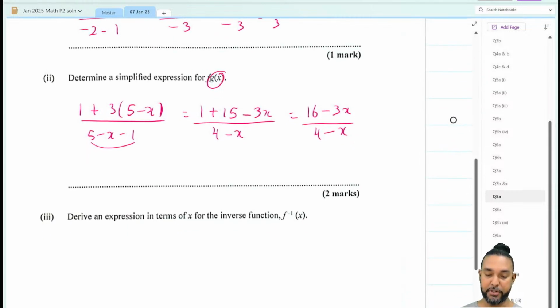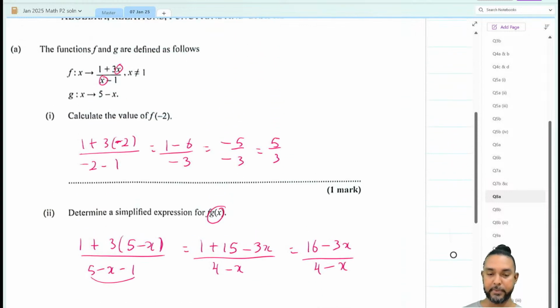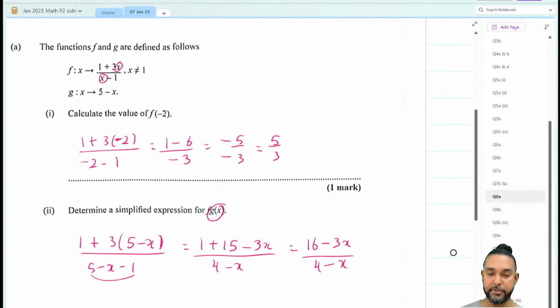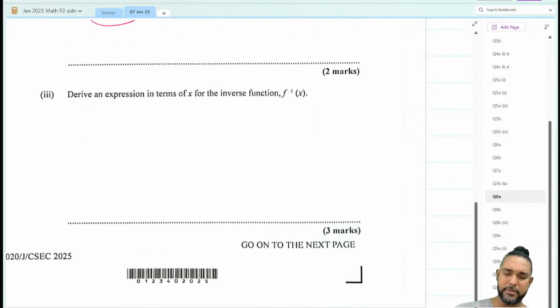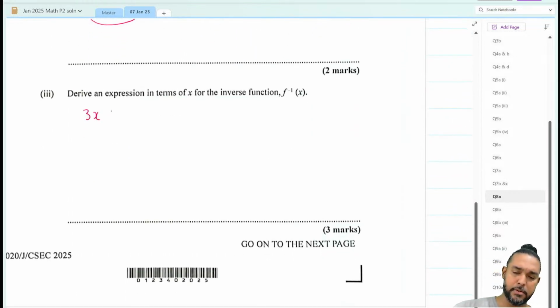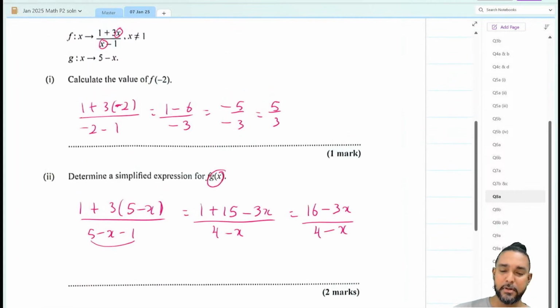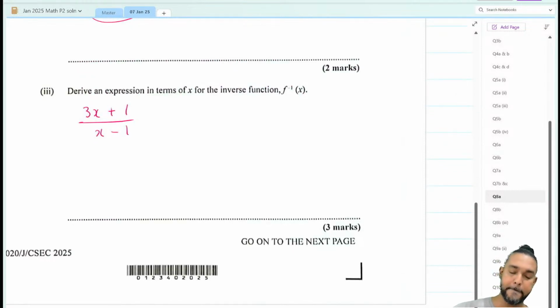Derive an expression in terms of x for the inverse function f inverse of x. Okay, so f of x is 1 plus 3x all over x minus 1. Let me do 3x plus 1 now, over x minus 1, right? So instead of 1 plus 3x, I did 3x plus 1. It doesn't make a difference, right? 3x plus 1 over x minus 1, so that's f of x. So you let that equal to y.